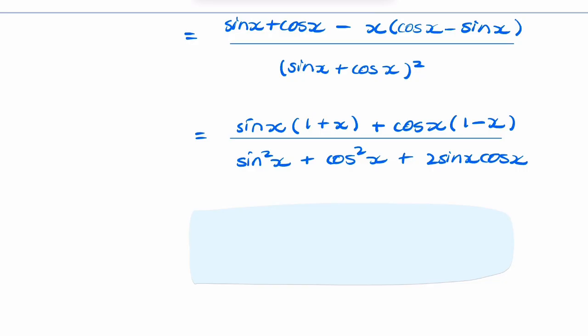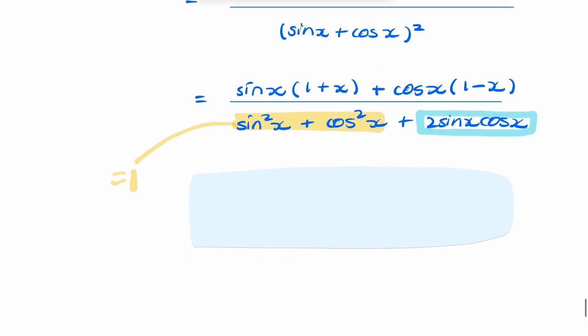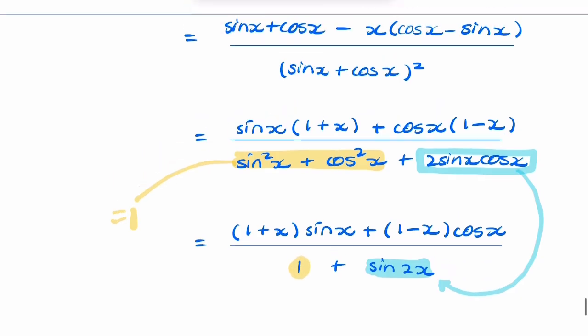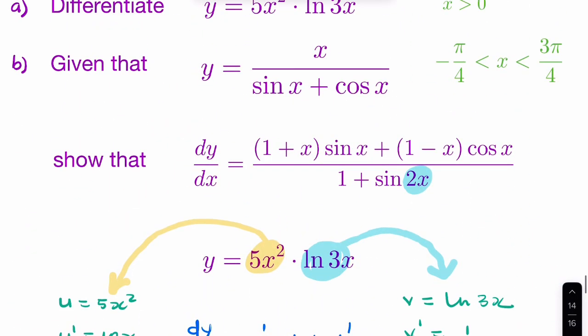Now, sine squared plus cosine squared gives you 1, and 2 sine x cosine x, you should recognize as a double angle equivalent for sine 2x. So that simplifies the denominator for us. It now looks like the denominator we were asked in the question to show. So now we just need the numerator to look like that.